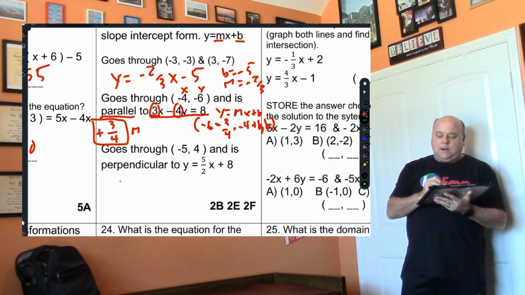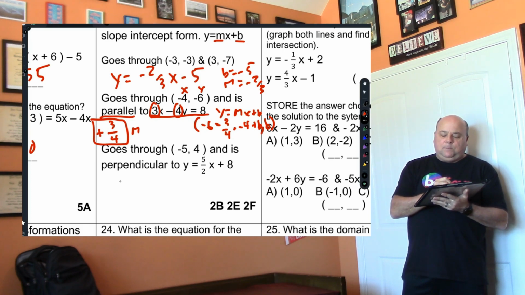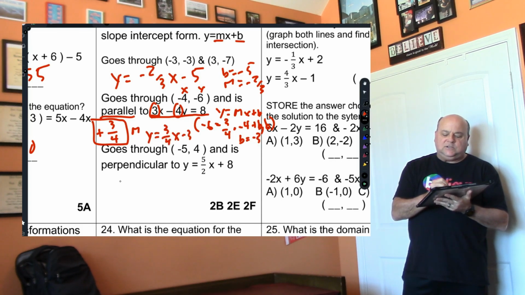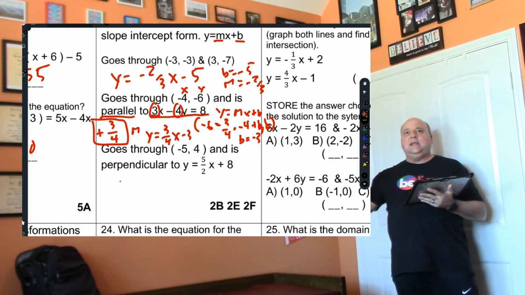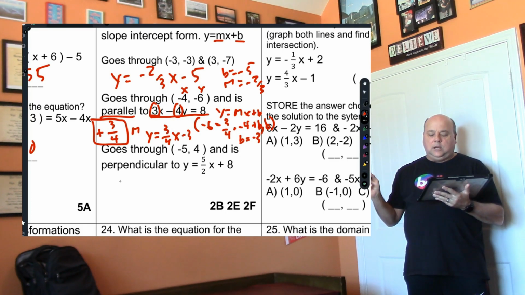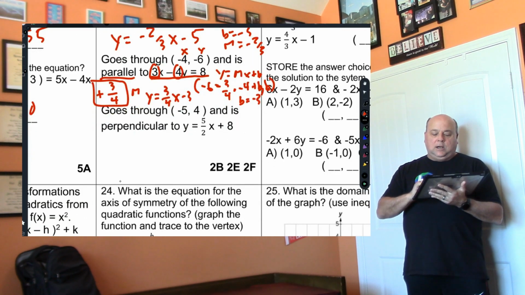I'm going to do this in my brain. So this will be negative 12, this will be a negative 3. B is going to end up being a negative 3. So the equation is going to be y equals 3/4x minus 3. Remember, you would put that into solve and solve for b, okay? Let's go to the next problem.